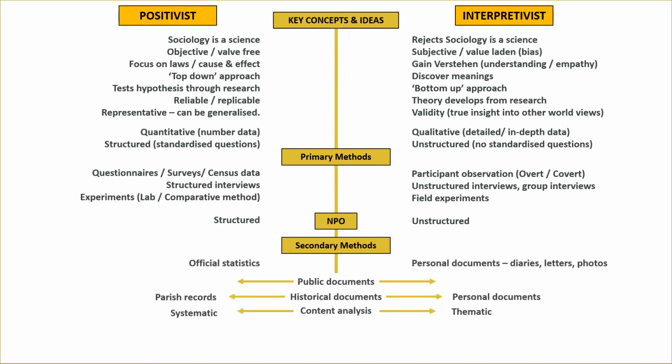The secondary methods vary as well. Positivists like official stats as a secondary method, whereas interpretivists like documents, personal documents, diaries, letters, photos. Public documents can vary. They can be positivist or interpretivist. It does depend on what the public document is. So, as I say, transcripts and details of people's experiences in an event would be more interpretivist, whereas maybe a more factual, detailed, analytical report might be more positivist.